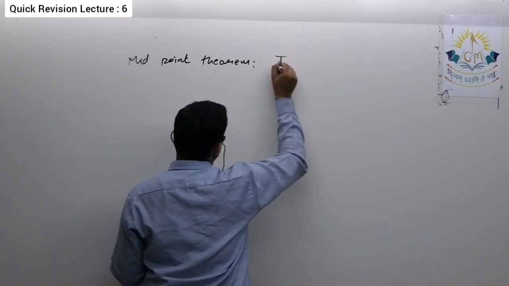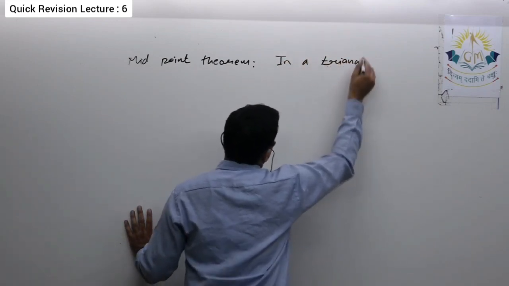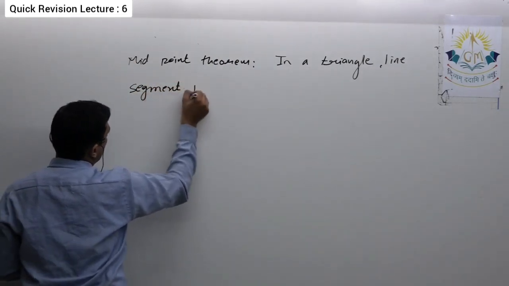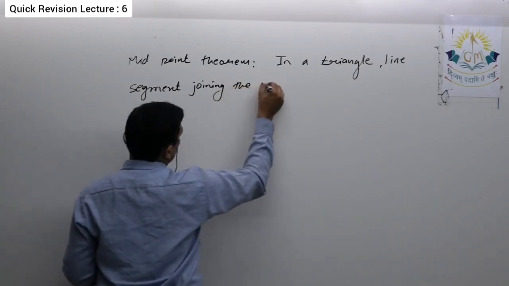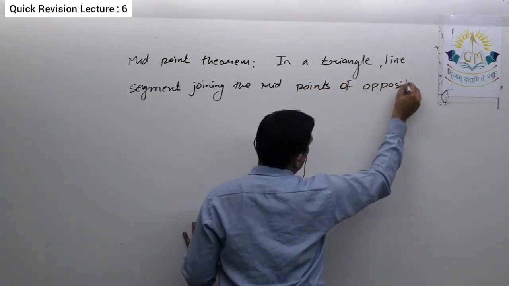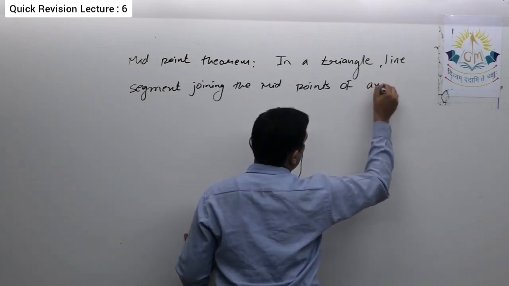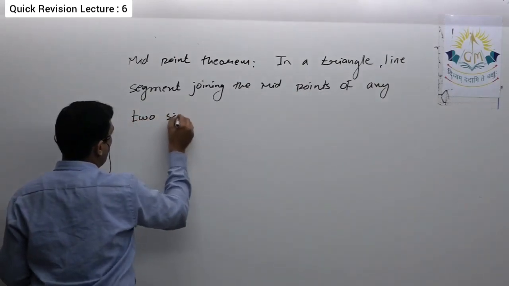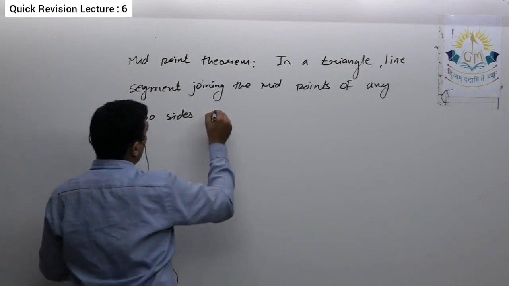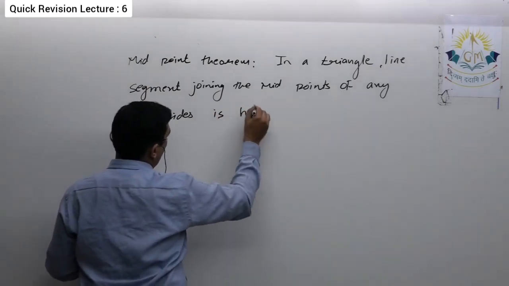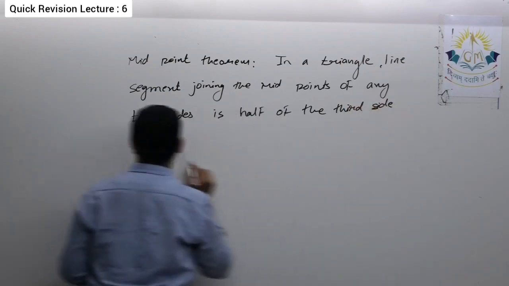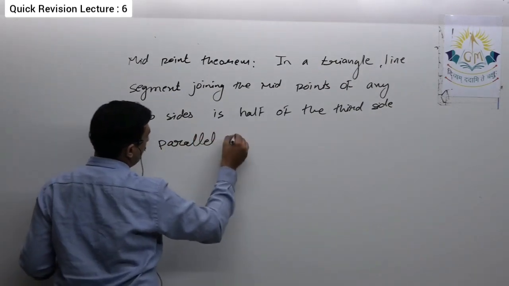Midpoint theorem: in a triangle, the line segment joining the midpoints of any two sides is parallel to the third side, and it is half of the third side, and parallel to it.